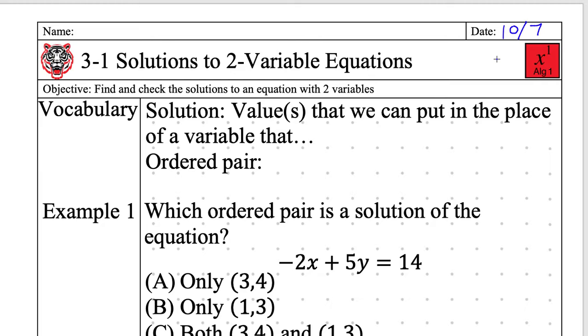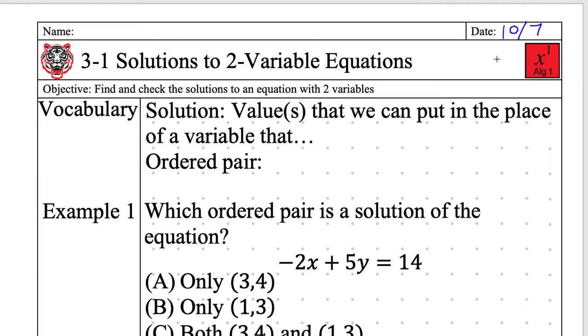It looks like Emma is first. Find and check the solutions to an equation with two variables. There it is. Thank you, Ugo, for updating. Yep. Thank you. So, all we're doing is finding and checking. We're not doing anything too hard. We're just making sure we all know what is happening when we have an equation with two variables.